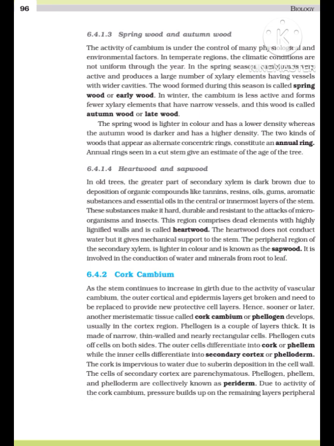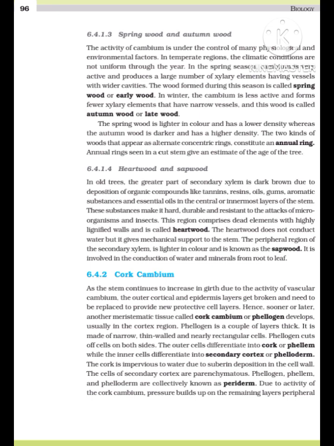Phellogen cuts off cells on both sides. The outer cells differentiate into cork or phellum, while the inner cells differentiate into secondary cortex or phelloderm. The cork is impervious to water due to suberin deposition in the cell wall. The cells of secondary cortex are parenchymatous. Phellogen, phellum, and phelloderm are collectively known as periderm.